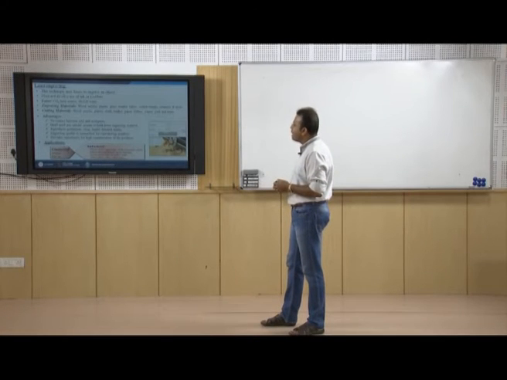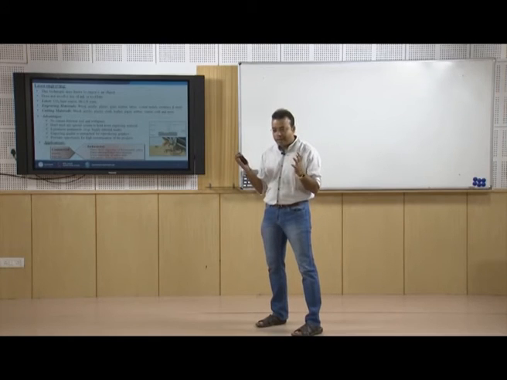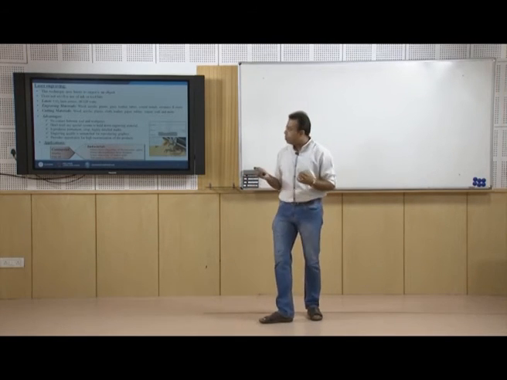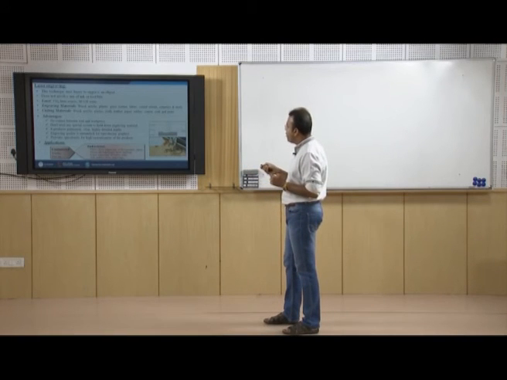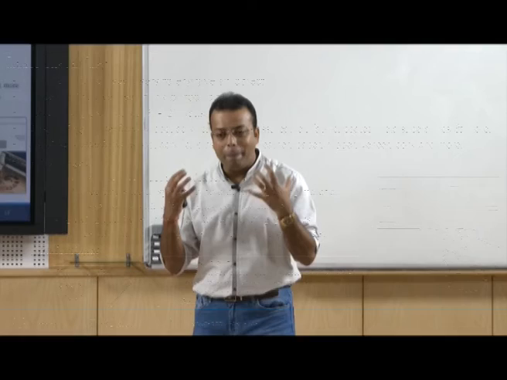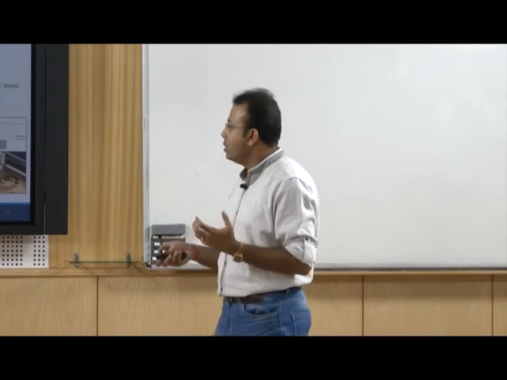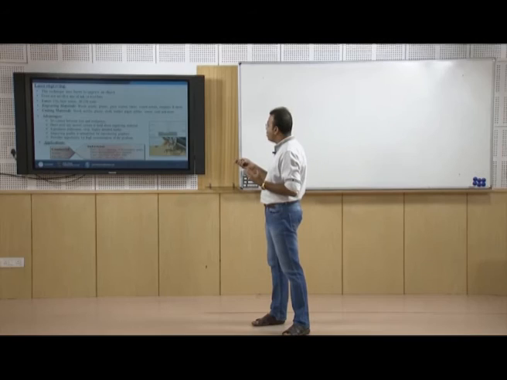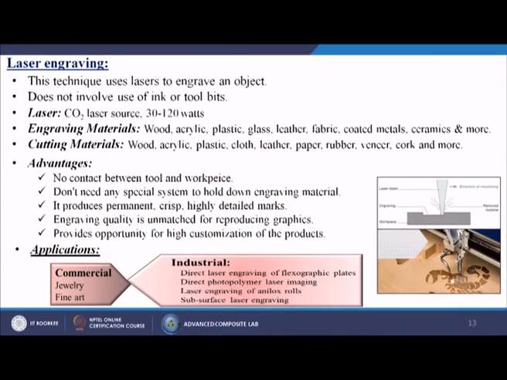Next one is called laser engraving. This is one kind of sophisticated technique which we generally use nowadays. These techniques use lasers to engrave an object and do not involve the use of ink or tool bits. Generally a carbon dioxide laser is used as the source, and the power requirement is 30 to 120 watts. Engraving materials are generally wood, acrylic, plastic, glass, leather. So, with any kind of soft materials we can do decorating things, make mementos, prizes, medals by using this technique. Cutting materials are generally wood, acrylic, plastic, cloth, leather, paper, rubber, veneer, cork and more.